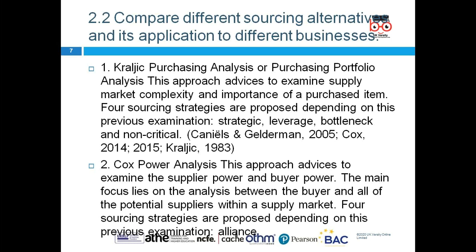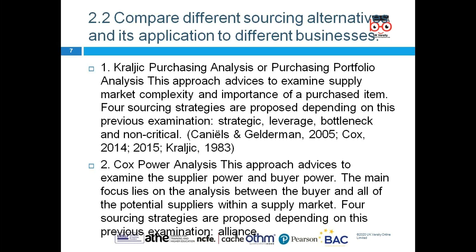So last lesson as well, we discussed different models. We discussed purchasing portfolio analysis. Here we're looking at the approach advised to examine the supply market complexity, how complex these are, and the importance of the purchasing item, how important. Four sourcing strategies are proposed depending on the previous examination: strategic, leverage, bottleneck, and non-critical. What will be the cost and benefit, what is the benchmark, and why is it critical are factors we need to keep in mind.